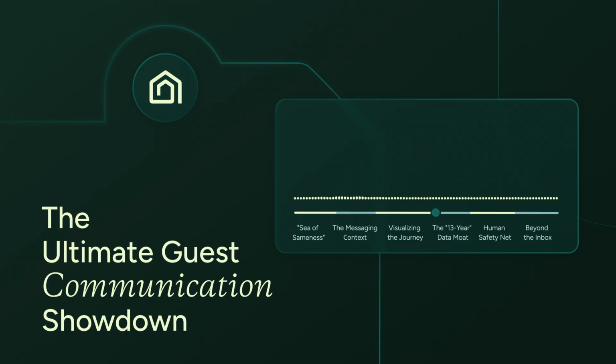But AI models are not magic, they are math, and that math relies on training data. A generic AI model knows how to write. It doesn't necessarily know the nuances of a high-stakes vacation rental negotiation. Guesty ReplyAI has a massive structural advantage. It is uniquely trained on 13 years of exclusive short-term rental data. Think about the hallucination gap.